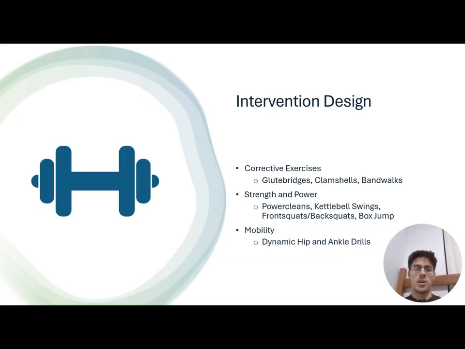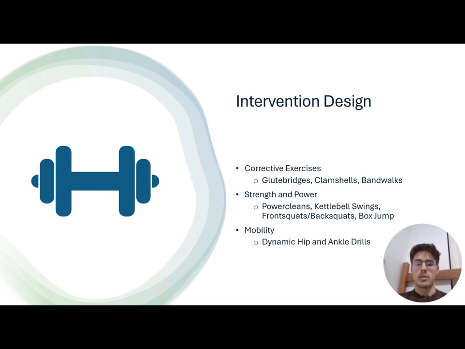All right, so for our intervention design, we targeted 3 key areas to improve our high jump performance. We chose corrective exercises, strength and power development, and mobility. We start with glute bridges, clamshells, and band walks. These are designed to activate and strengthen the glute medius and stabilizers of the hip, which are crucial for proper knee tracking and pelvic control during takeoff and landing.